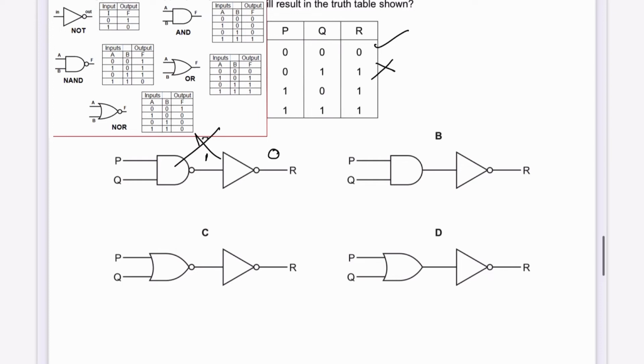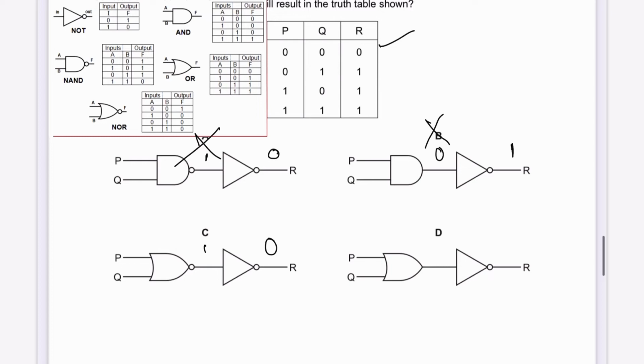Now we're going to check with B. So 0, 0 gives us the output of 0. If P and Q of AND gate was 0, 0, you would get 0 here and the output would be 1. So obviously it's not B because it doesn't match. Let's see with C. 0, 0 as the input of NOR gate would give us a 1 here. And 1 into a NOT gate gives us the output of 0. So yes, it matches with the first one.